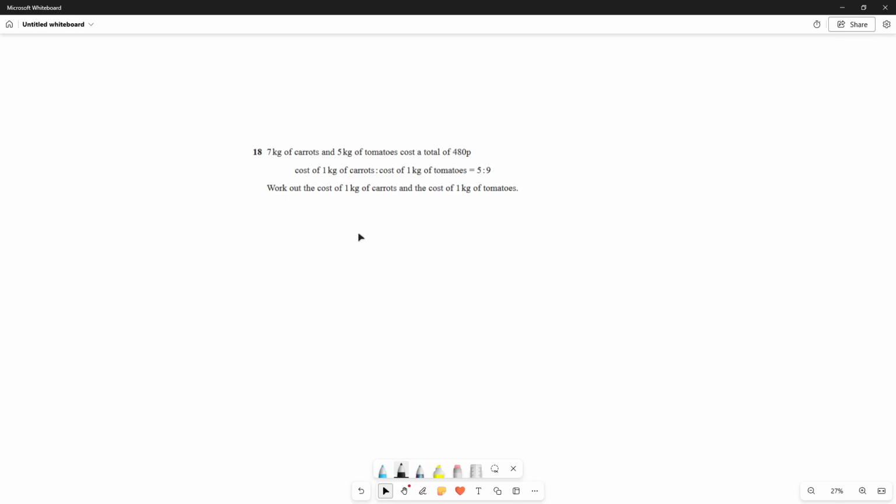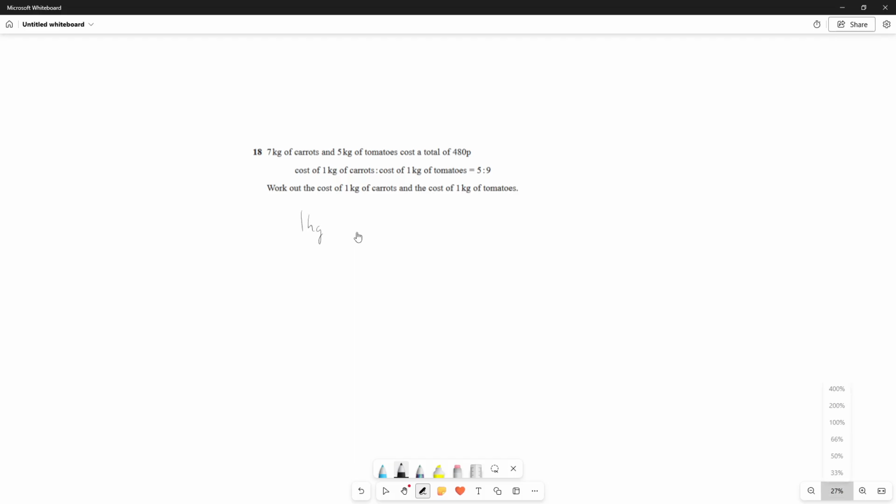Let's begin. 7 kilograms of carrots and 5 kilograms of tomatoes cost a total of 480p. The ratio of the cost of 1 kilogram of carrots to the cost of 1 kilogram of tomatoes is 5 to 9. Work out the cost of 1 kilogram of carrots and the cost of 1 kilogram of tomatoes. Now, I don't know what methods people have done for this, but I'm going to show you my method, and this is just basic. Add the ratios, divide, get your answer. Life is easy.